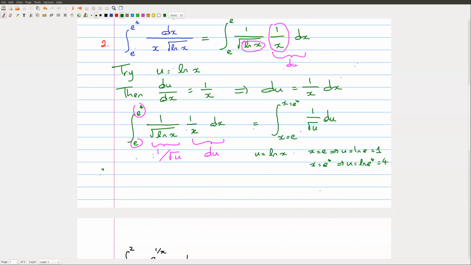Okay, so in terms of writing everything in terms of u now, including the limits of integration, our problem is to integrate from u equals 1 to u equals 4, 1 over the square root of u, which is u to the power minus a half, du. Okay, that's a straightforward power of u. To integrate it, increase the power by 1 from minus 1/2 to plus 1/2.